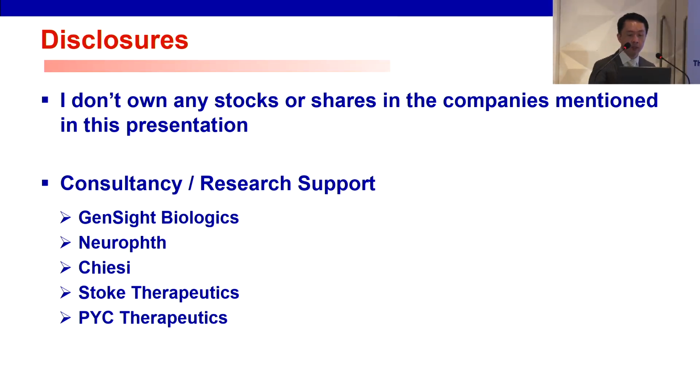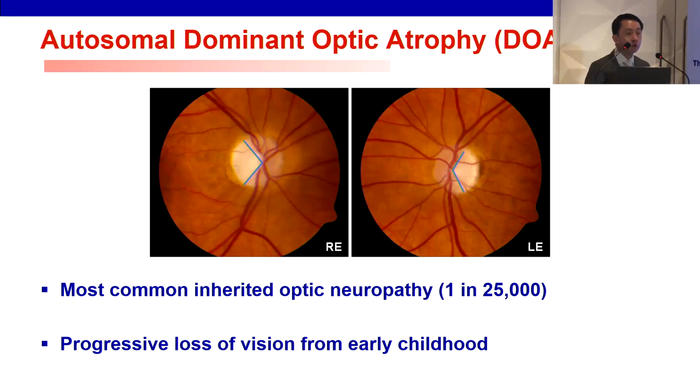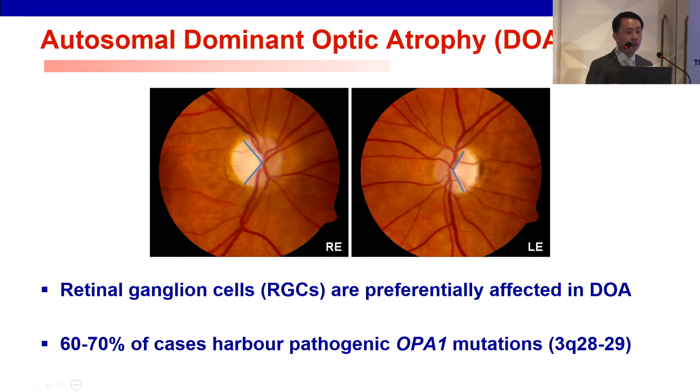Autosomal dominant optic atrophy is the most common inherited optic neuropathy in the general population. The prevalence in the United Kingdom is about 1 in 25,000. You get progressive loss of vision from early childhood, and there is this very peculiar problem where you have the genetic defect in every cell in the human body, but for some reason you get this preferential involvement of the retinal ganglion cells, especially those located within the papillomacular bundle.